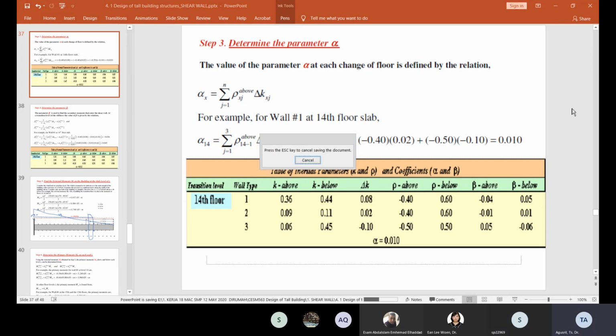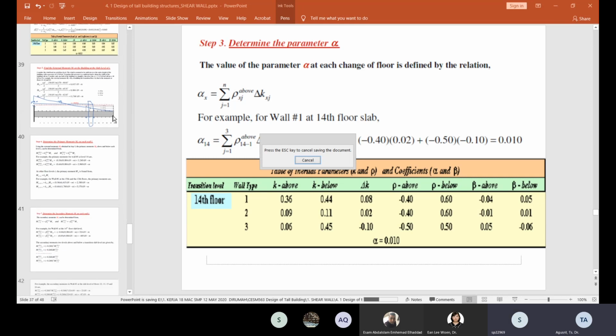Okay, saving. Wait, saving, this computer becomes slow. Okay.